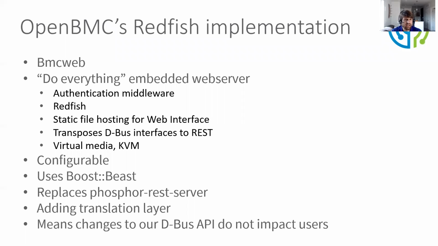authentication, static file hosting for the web interfaces, exposes the dbus interfaces as a REST API for now anyway. Also virtual media and KVM by a WebSocket. And it's configurable, so if you just wanted a subset of those. It uses Boost Beast, moving away from Crow, and it replaces Phosphor REST server, a Python-based web server.